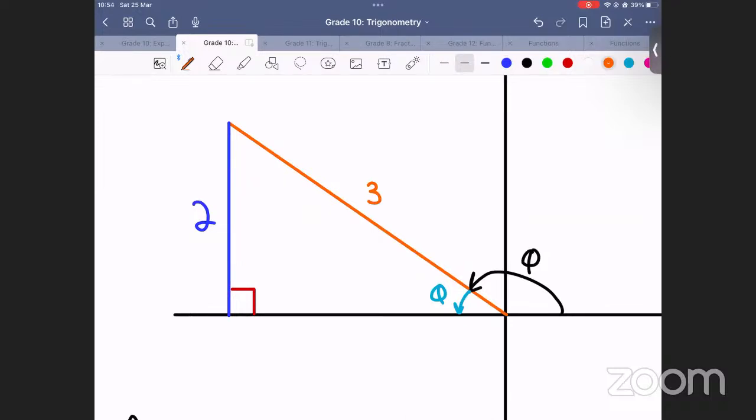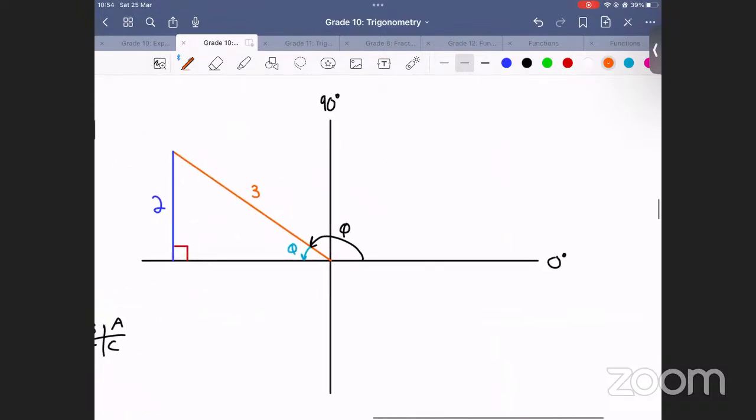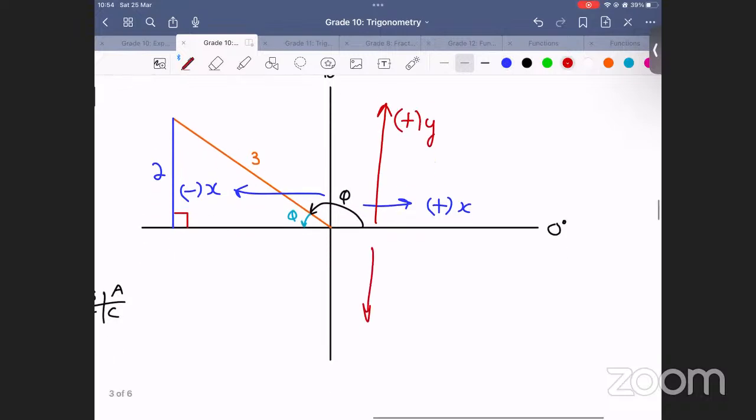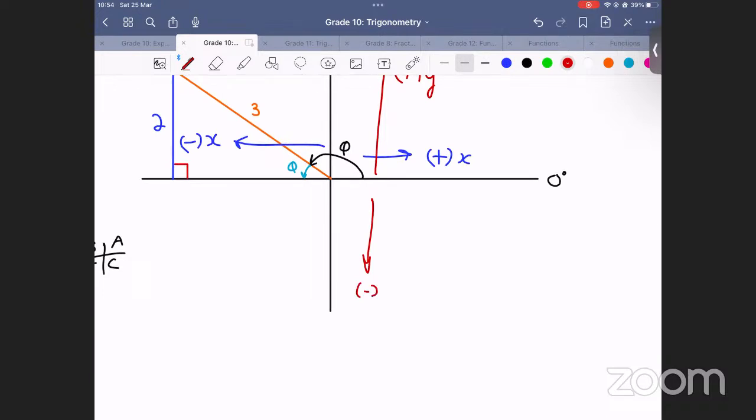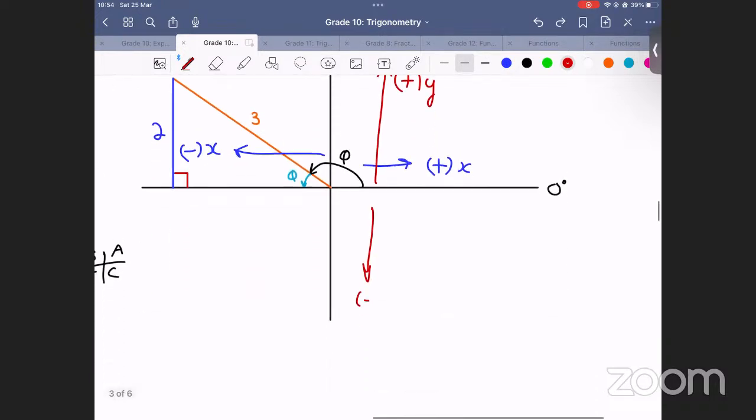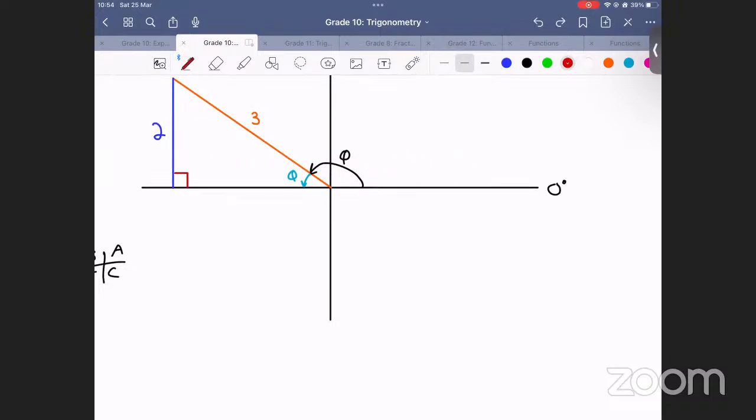Now, we are dealing with a Cartesian plane, so please note, you need to consider negative or positive. Remember, on the right-hand side of the y-axis, we have positive x values. On the left-hand side of the y-axis, we have negative x values. Above the x-axis, we have positive y values. Below the x-axis, we have negative y values. Okay, so that's important to note with a Cartesian plane. So keep that in mind.